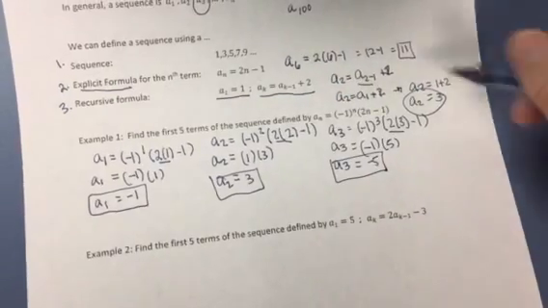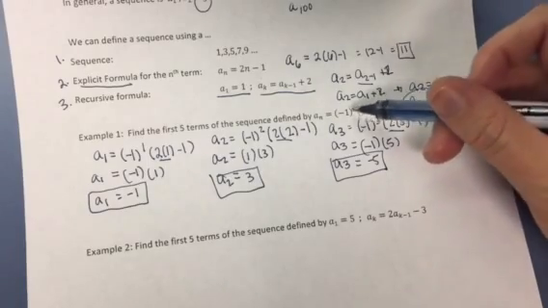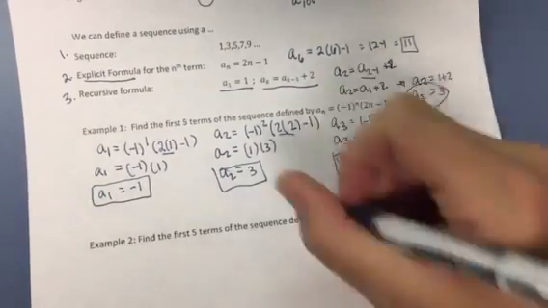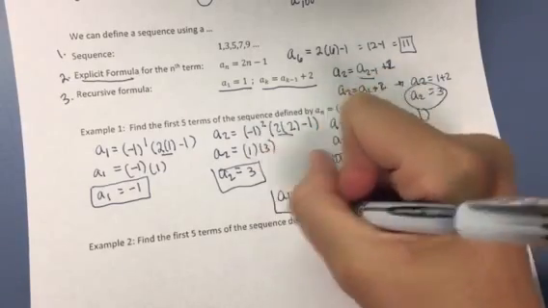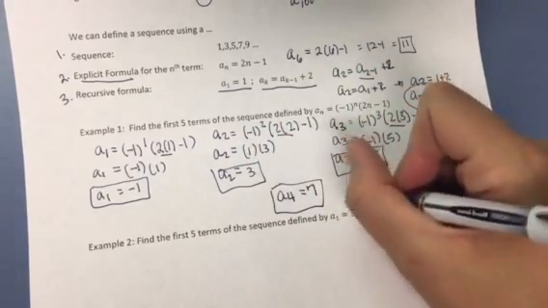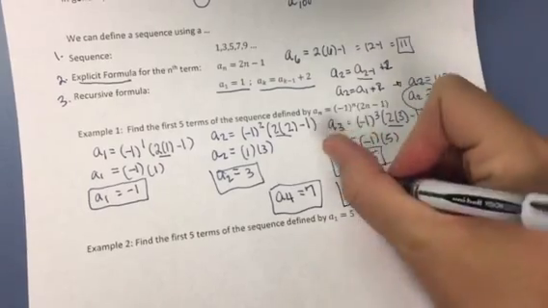All right, so we could continue this pattern, and each time we're substituting the term we want for n. So as you finish this for a sub 4, you should get positive 7. And for a sub 5, you should get negative 9.